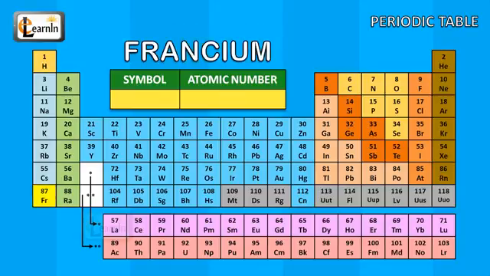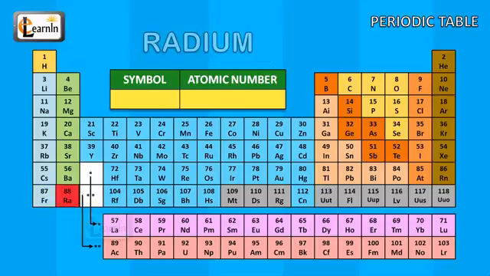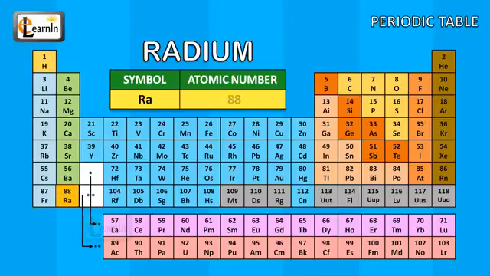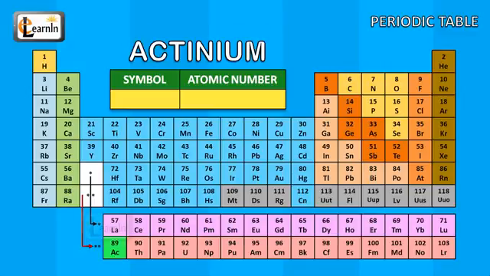The element francium is represented as Fr and has an atomic number of 87. The element radium is represented as Ra and has an atomic number of 88. The element actinium is represented as Ac and has an atomic number of 89.